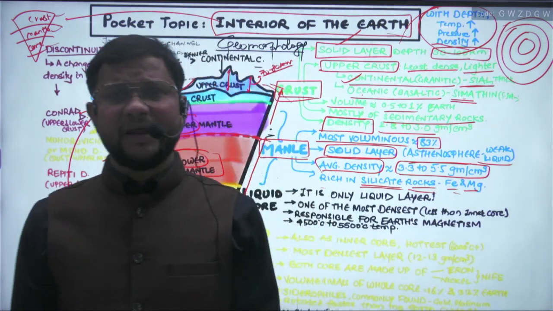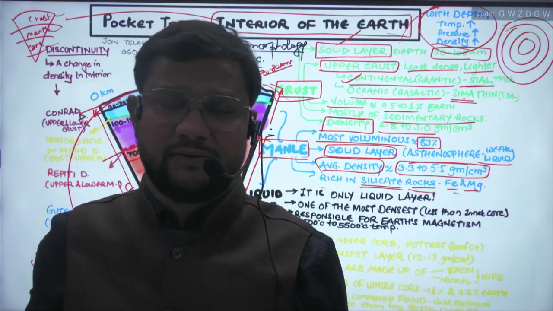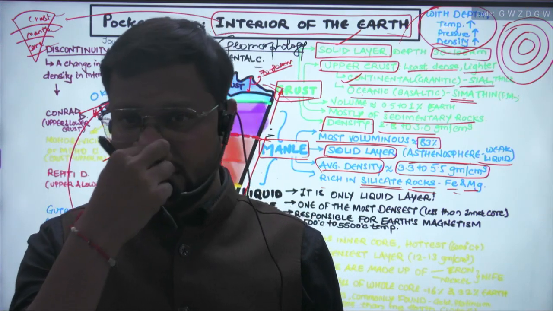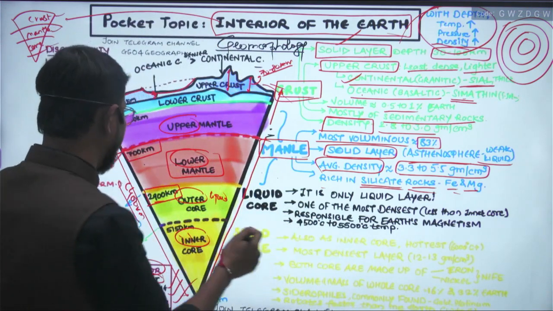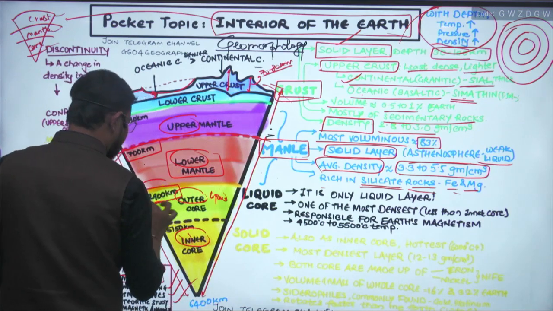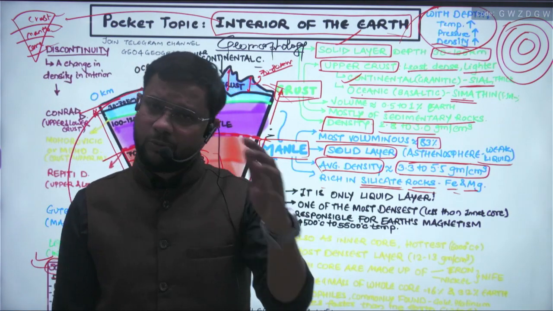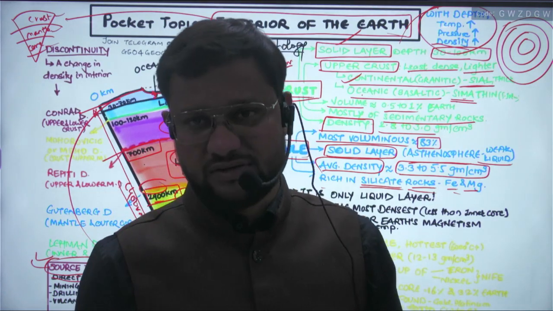Now, the temperature here may be ranging around 1500 to 2000 degrees as well, right? At the end of this mantle boundary, between mantle and core, you will find the temperature ranging around 1500 to possibly 2000 degrees Celsius.